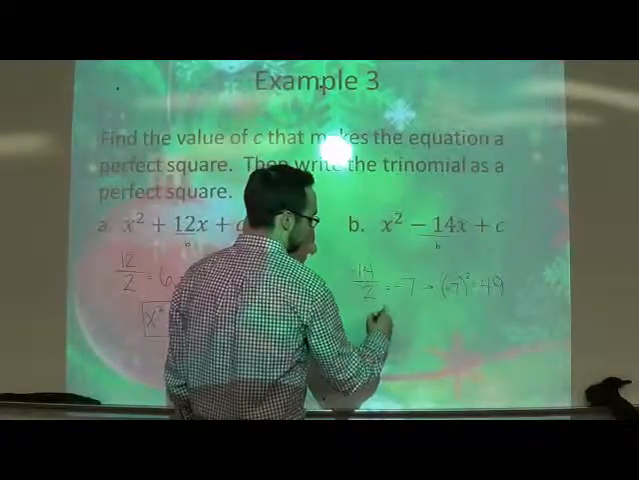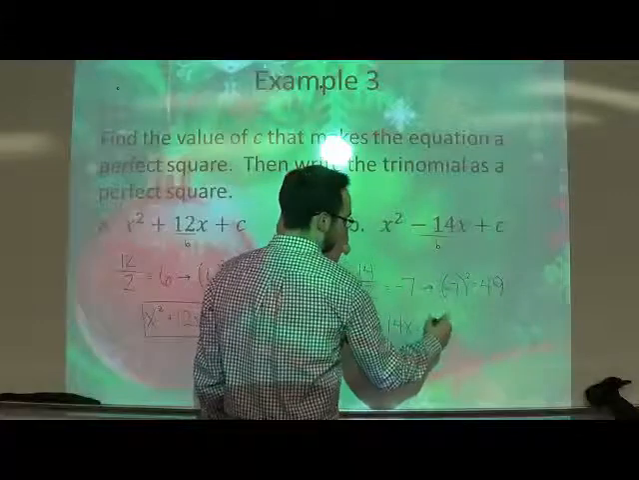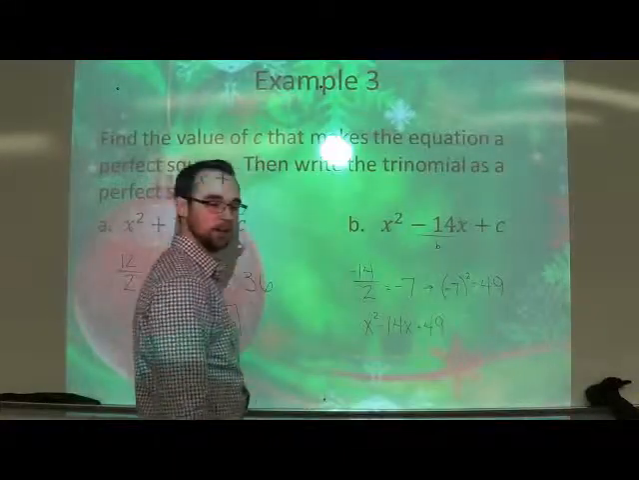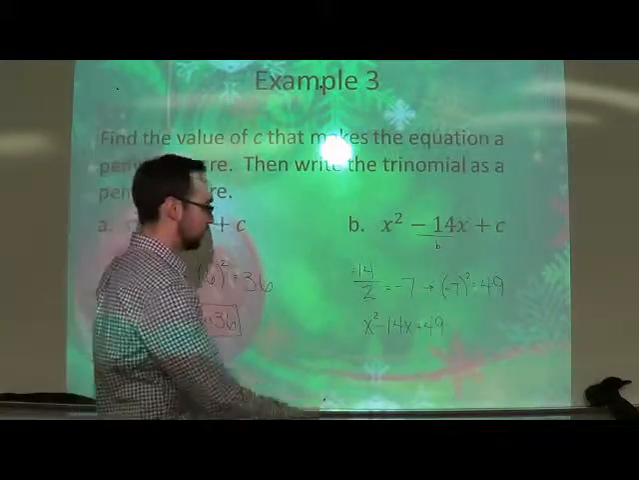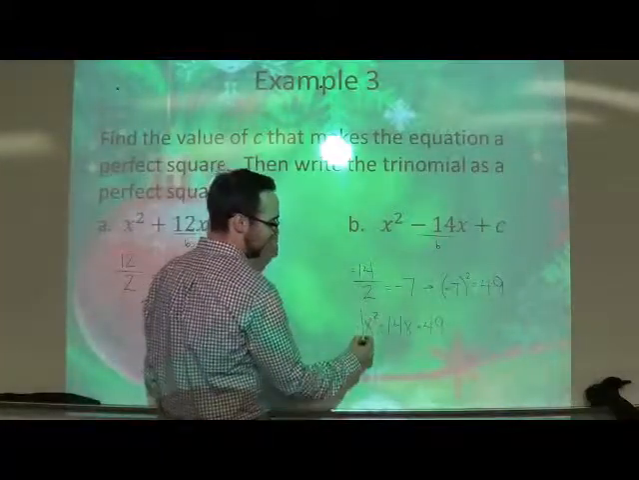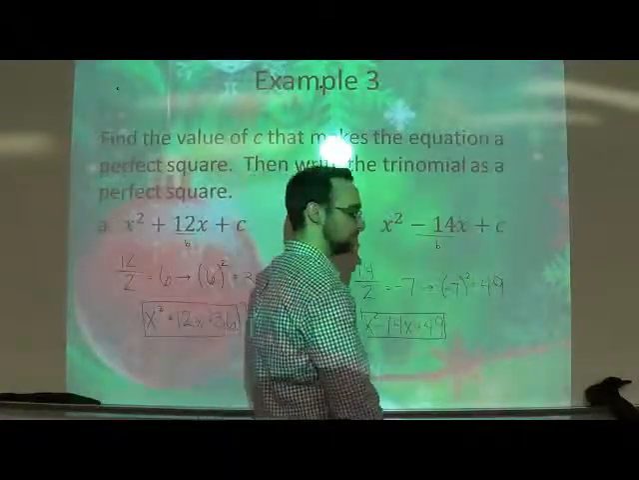So we have x squared minus 14x plus 49. What two numbers multiply to give me 49 but add to give me negative 14? A negative 7 and a negative 7.